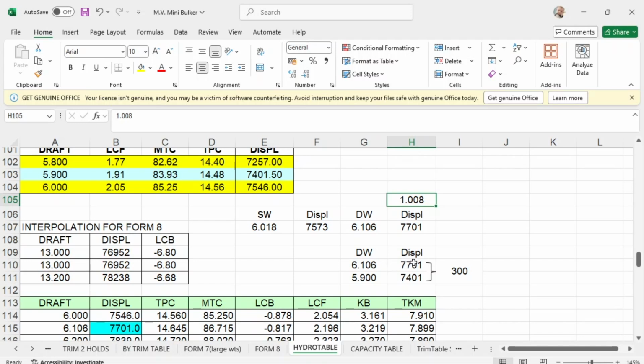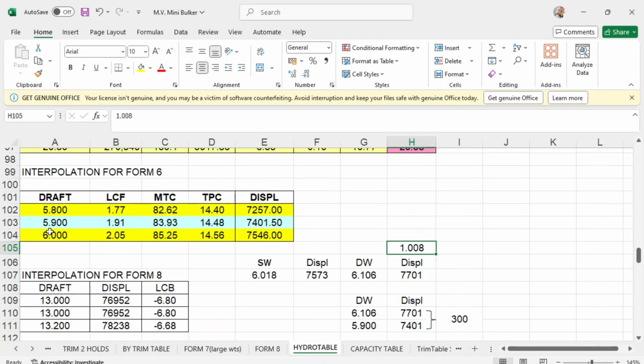Now, according to the problem, at the loading port, when the draft reaches 5.9, the chief officer and the surveyor will make a draft check around the vessel. And what would be the displacement of 5.90 in density 1.018? I'm sorry, 5.90, that will be here. Draft of 5.90, the displacement will be 7401. So deduct 7401 from 7701, that will be 300 metric tons.